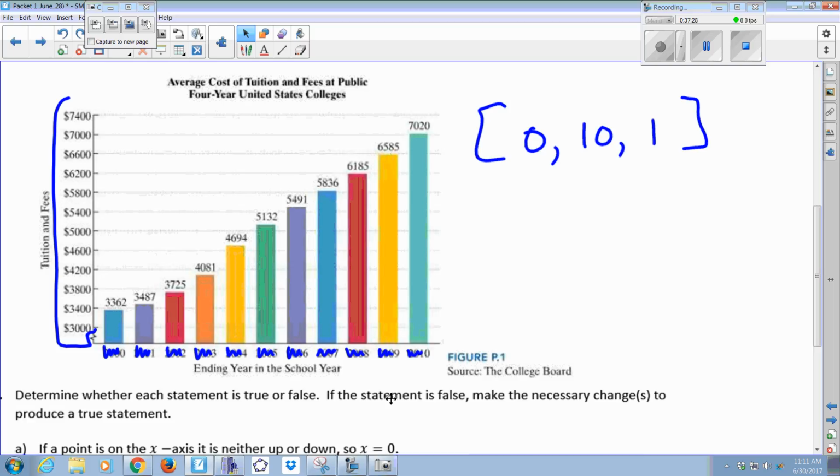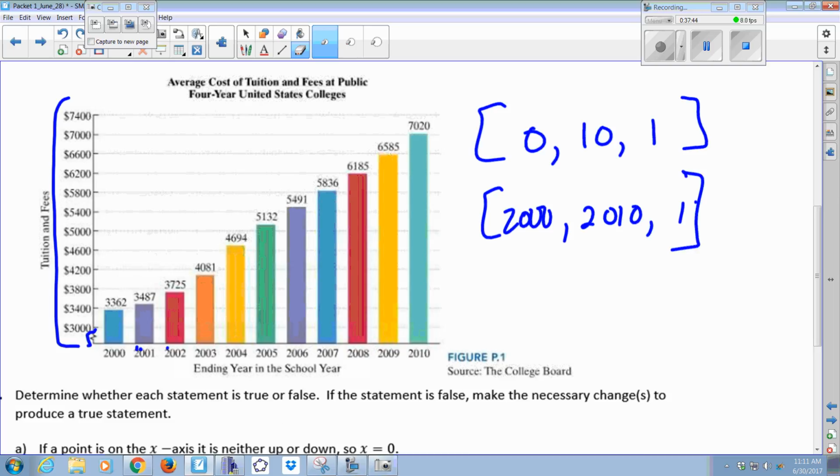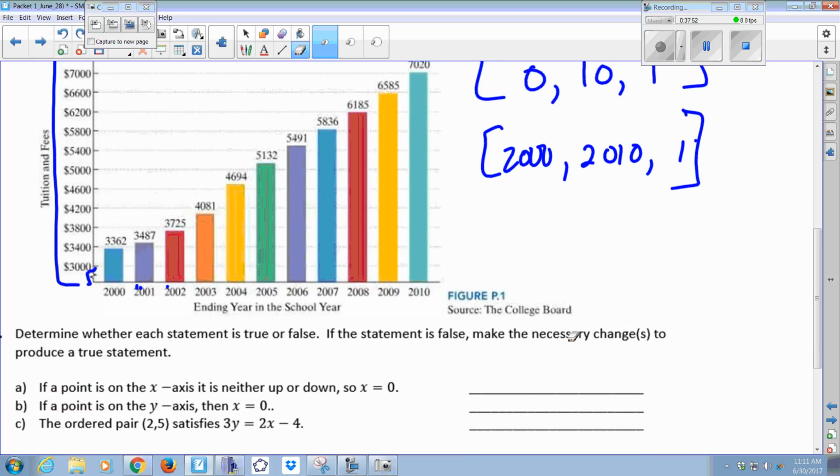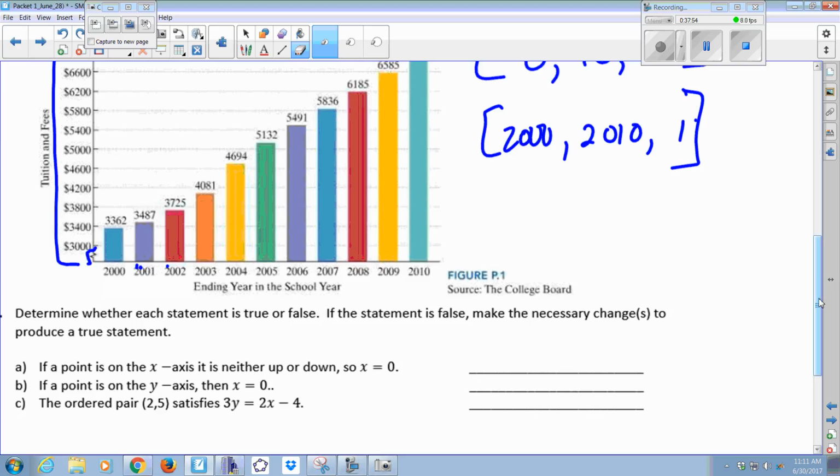But my guess is that if you were doing this at home and you were just looking at the scale along here, you would probably say 2000 to 2010, incrementing by a year. So we'll take either one of these versions. It's okay to write any one of these. I think they're both reasonable choices here.